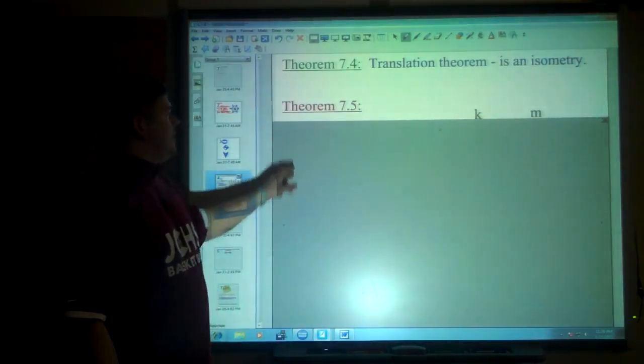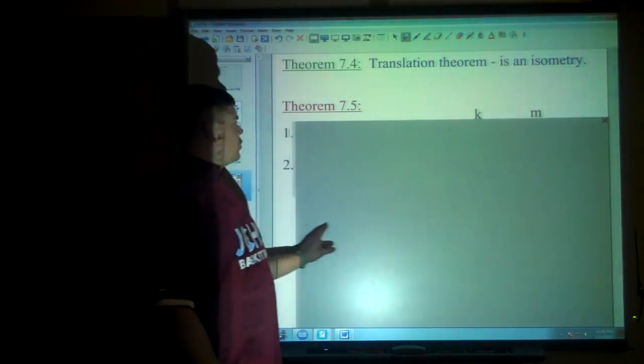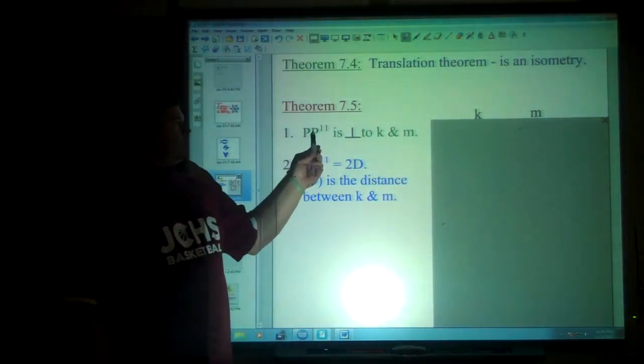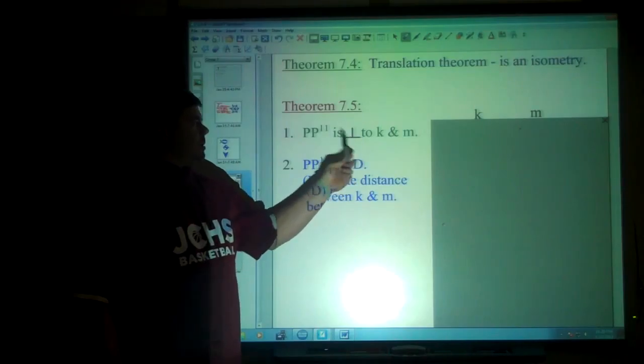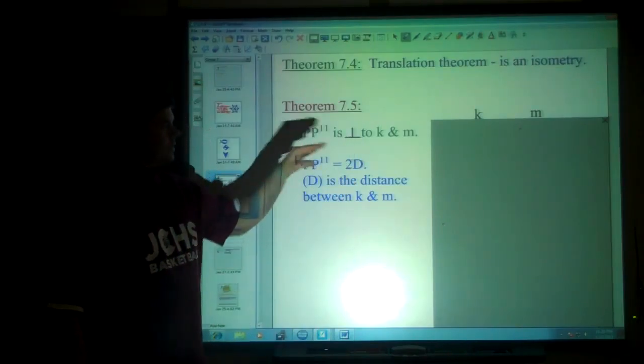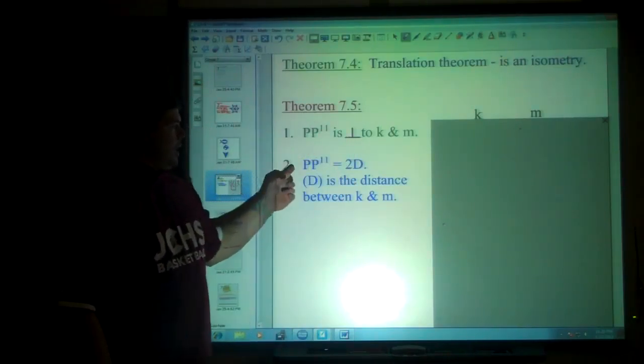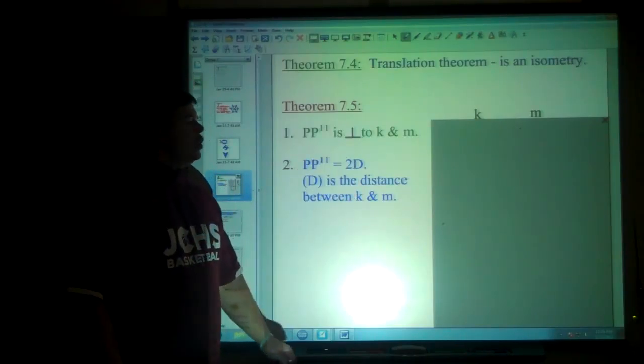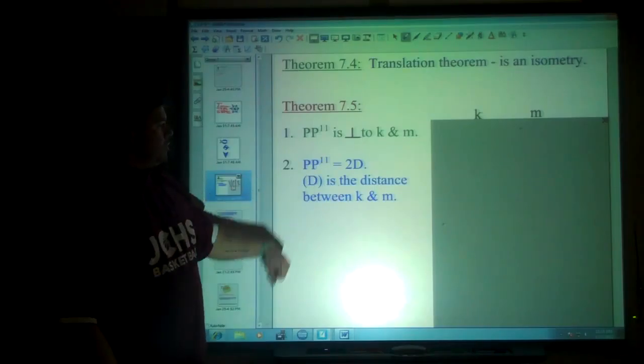Alright, Theorem 7.5. Now, this one sounds a little crazy, and it states that the P double prime is going to be perpendicular to K and M. Now, I've got some diagrams over here that I'm going to show you. And the distance from P to P double prime is going to be the same as 2D. And D is the distance between the two lines.